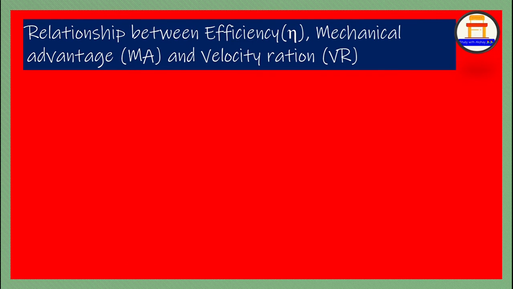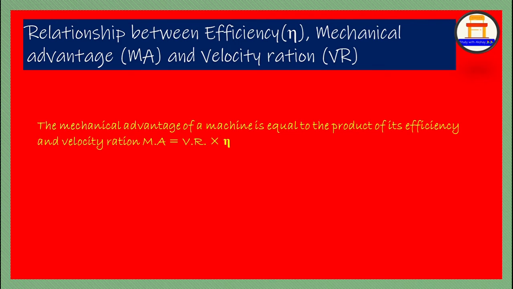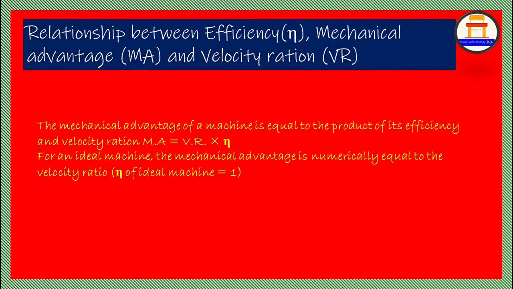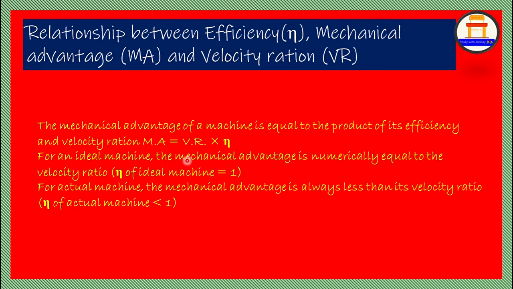Relationship between efficiency, that is eta, and the mechanical advantage, that is MA, and the velocity ratio, that is VR. What is the relationship? The mechanical advantage of a machine is equal to the product of efficiency and the velocity ratio. MA is equal to VR into eta. So, for an ideal machine, the mechanical advantage is numerically equal to the velocity ratio. In that case, the efficiency for an ideal machine is always 1.